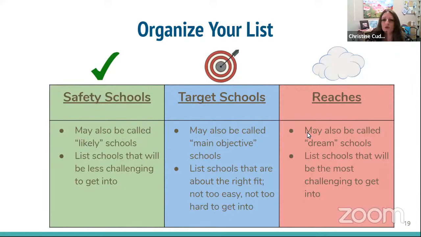Target schools are schools that are pretty much right in your range. You might be right in that target range for your GPA or your test scores. They're pretty much the right fit for you, not too easy to get into, but not too hard to get into either. These are the schools that you really want to focus on as your top priorities, or your top schools that you're interested in.